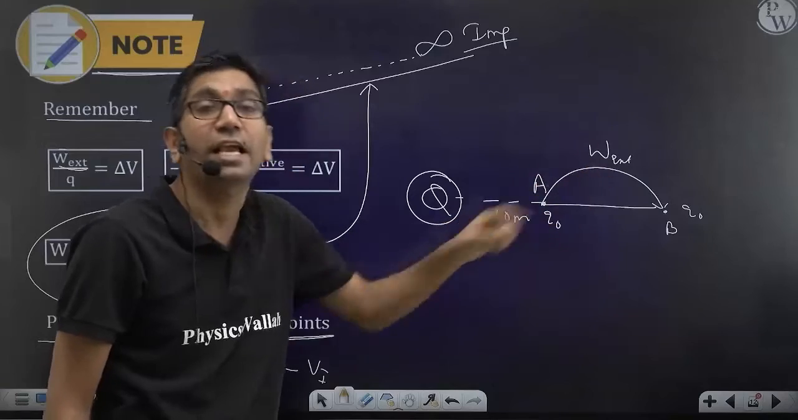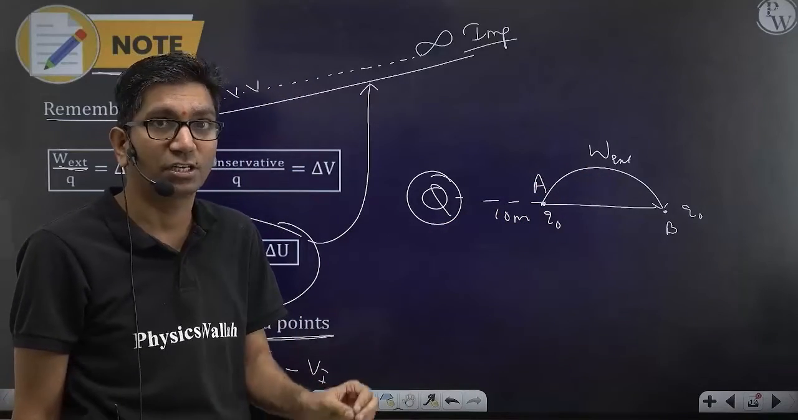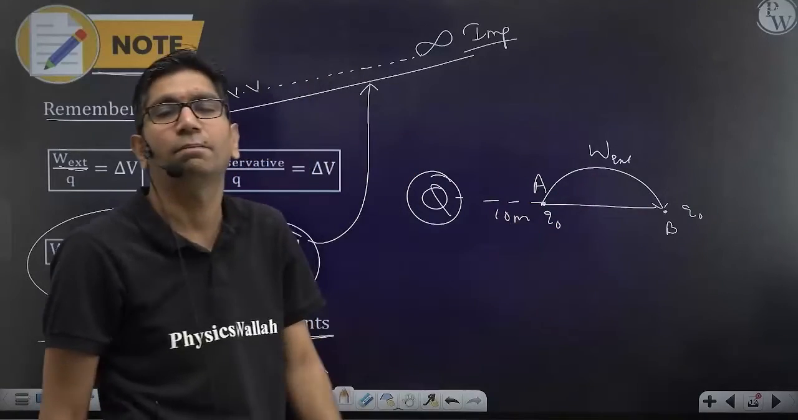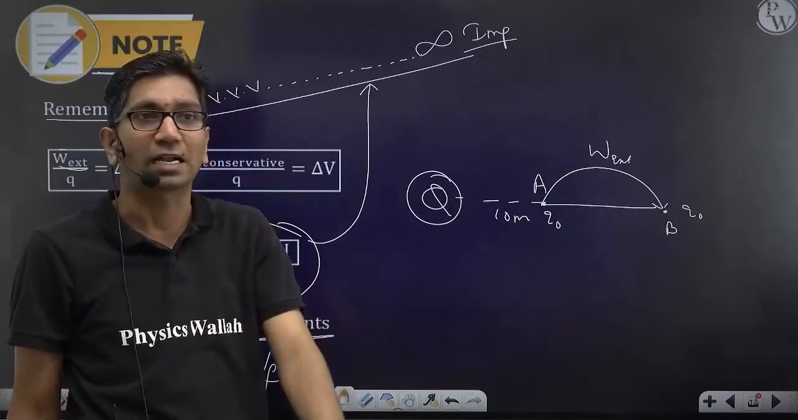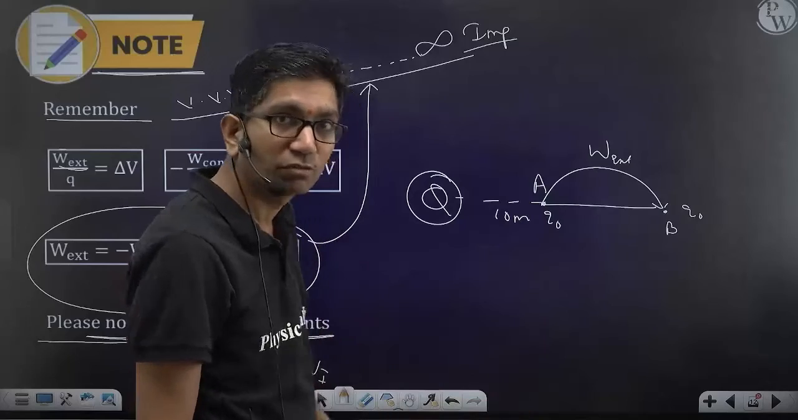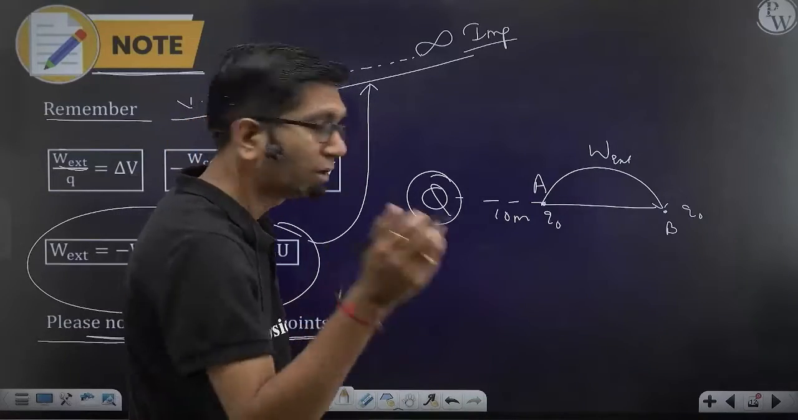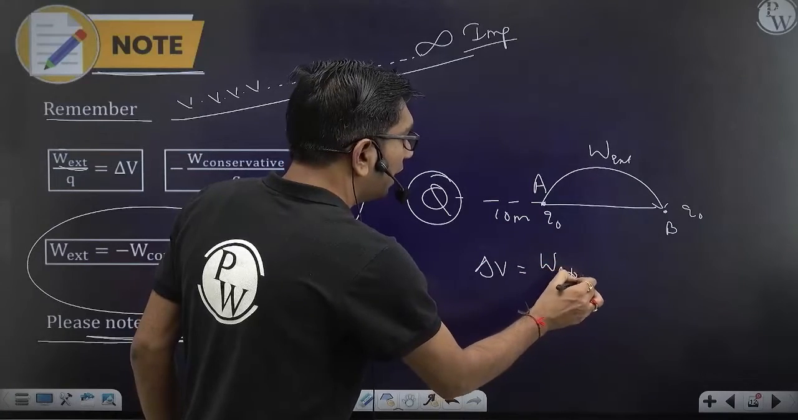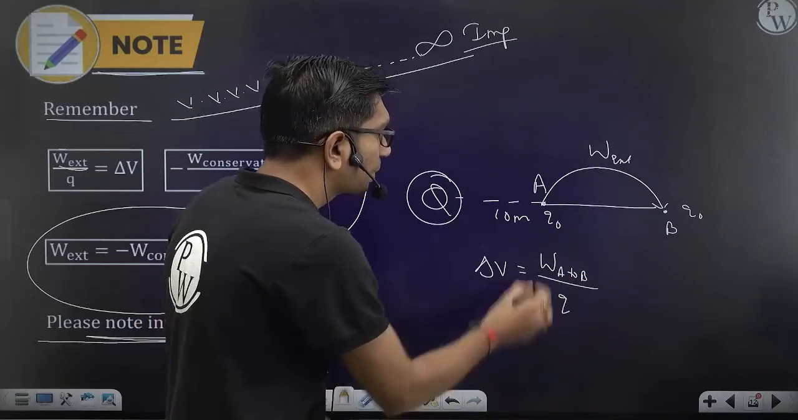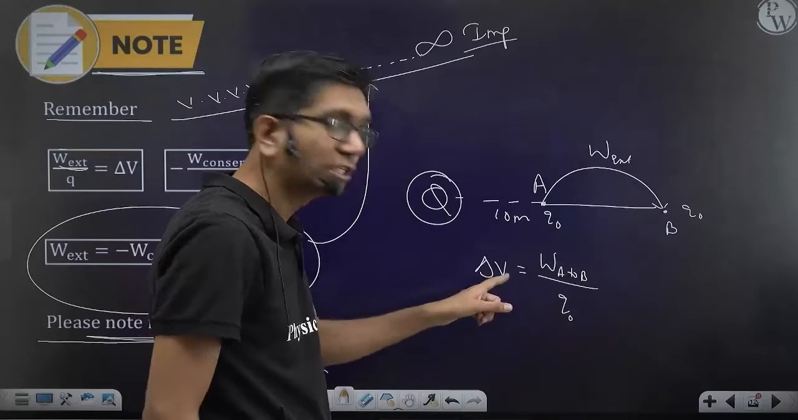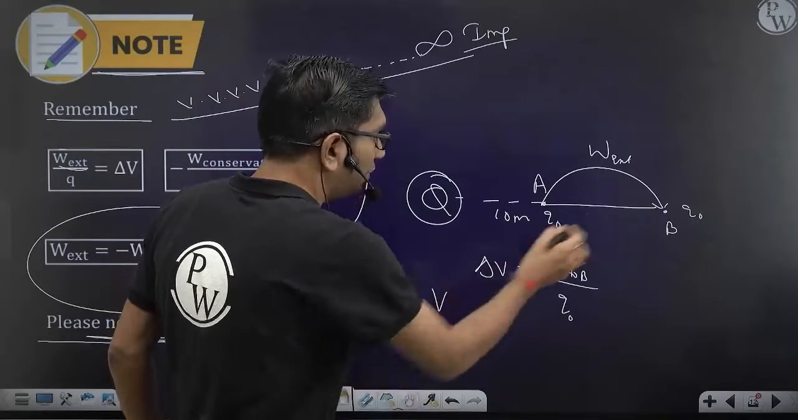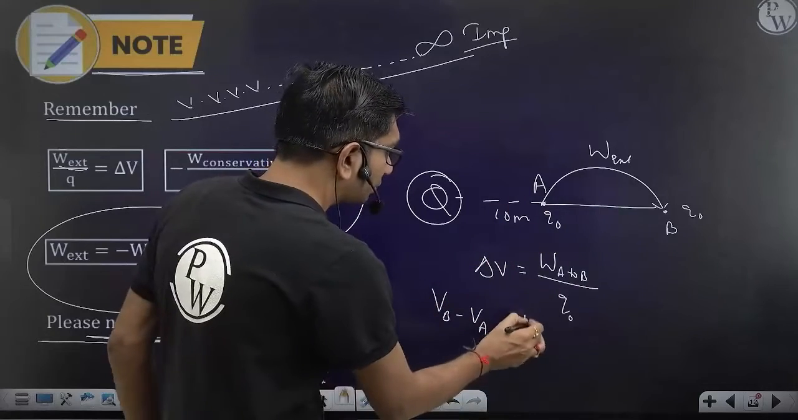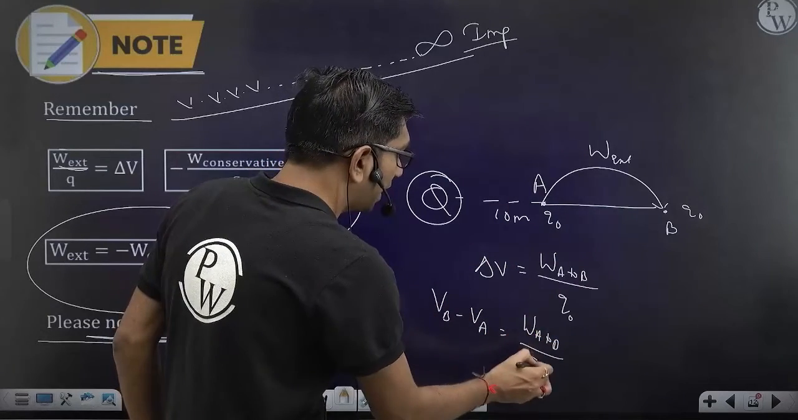So what is the external work done? Find the external work done for bringing a charge from point A to point B. External work you have to calculate. So to calculate this, which formula do you have to use? Potential. Your delta V is equal to external work done from A to B upon Q naught, na? Okay, so this is what? Final minus initial. Finally, we are reaching B, initially at point A. So external work done A to B by Q naught.